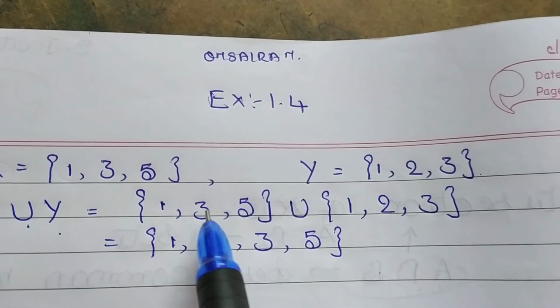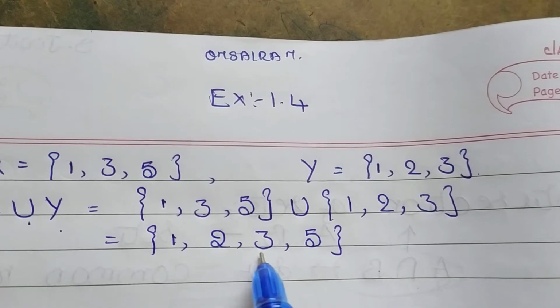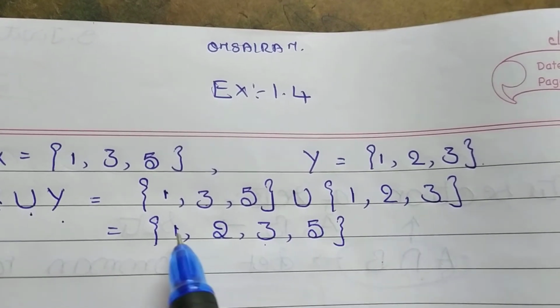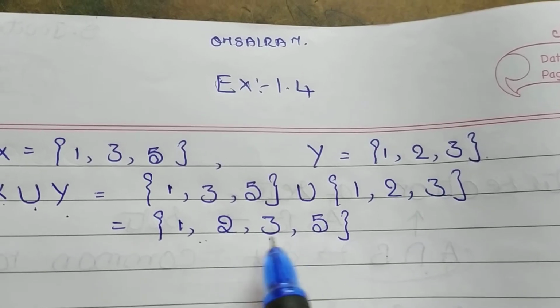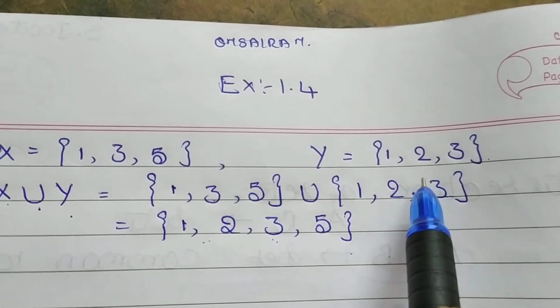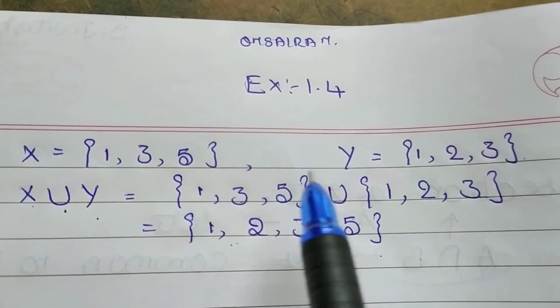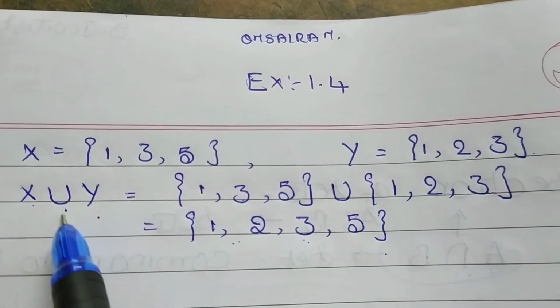See here, 3 is repeating in both the sets. No need to write it twice. So we should write only once. These are the elements of both the sets, which we'll write in the union.